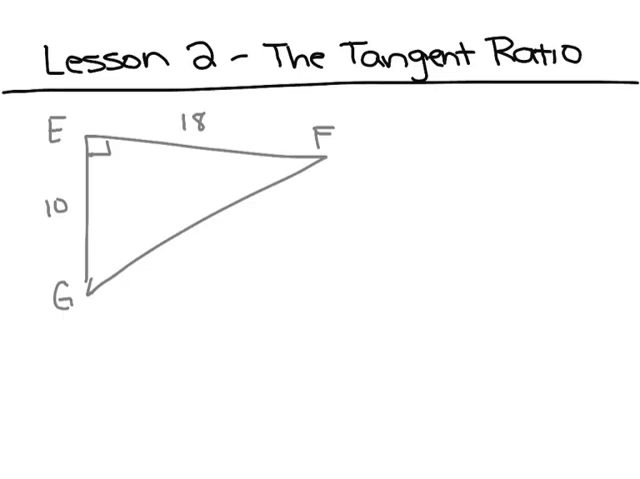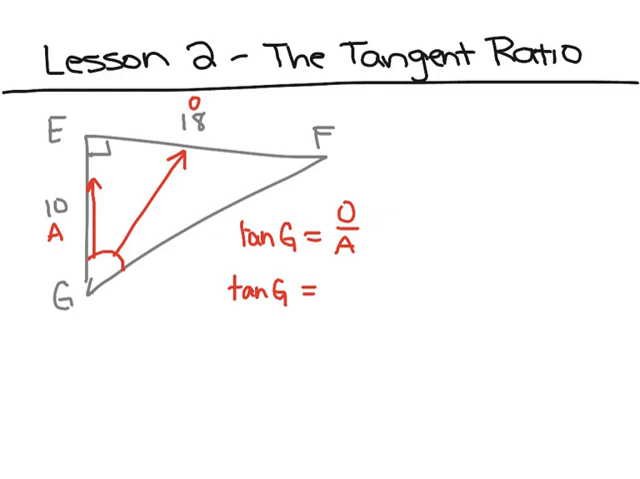So for the first example, in triangle EGF, we want to find angle G and angle F using the tangent ratios. So let's start with angle G. So we want to find the tan of G. And we know that that's equal to opposite over adjacent. So we need to label our opposite and adjacent sides. So if you look across, our opposite side is 18. The side that touches the angle but is not the hypotenuse is 10, which is our adjacent. So we're going to fill that in. So tan of G is equal to 18 over 10.